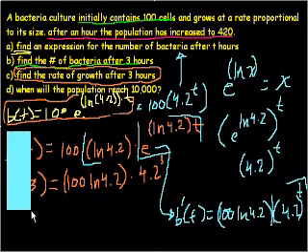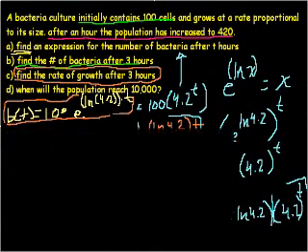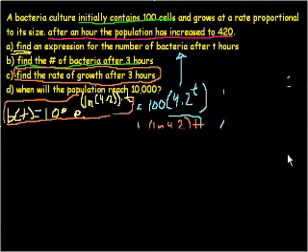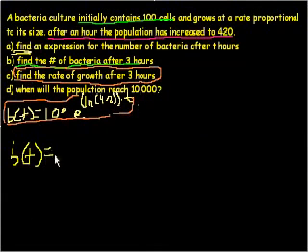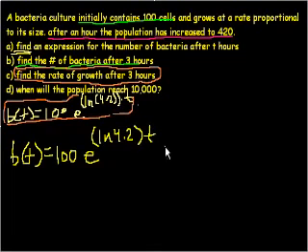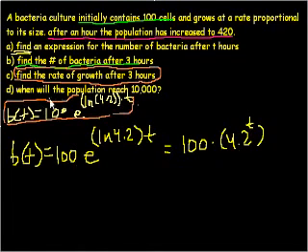So let me erase what we did in part C. When will the population reach 10,000? Let me write what we've already done a little bit neater. We knew that part A, b of t is equal to 100 e to the natural log of 4.2 t. And I said, well, that's the same thing as 100 times 4.2 to the t power.